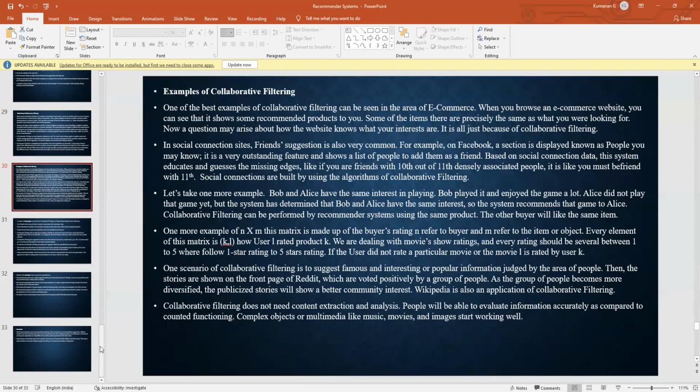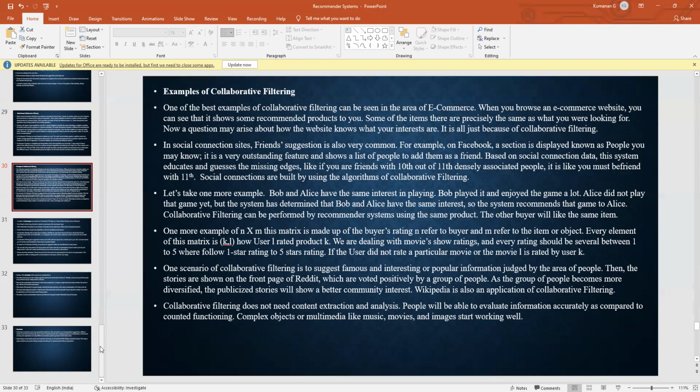Examples of collaborative filtering. One of the best examples of collaborative filtering can be seen in the area of e-commerce. When you browse an e-commerce website, you can see that it shows some recommended products to you. Some of the items are priced precisely the same as what you were looking for. Now a question may arise about how the website knows. It is all just collaborative filtering.